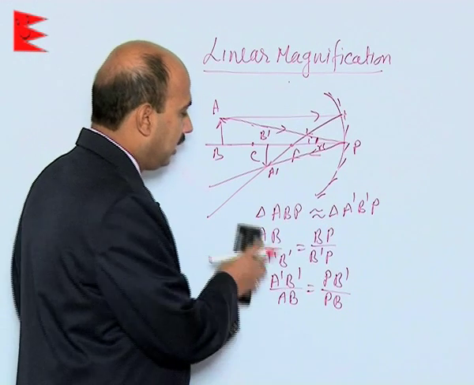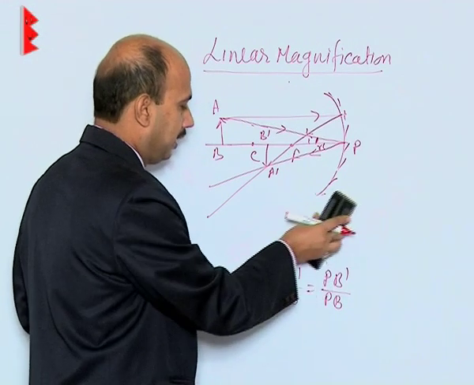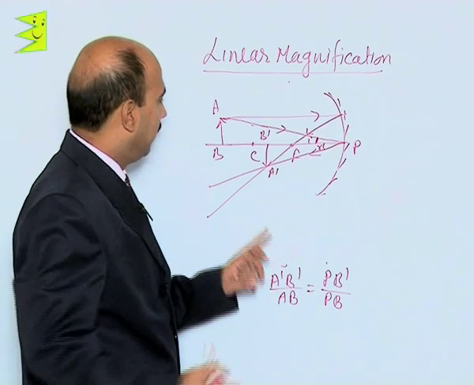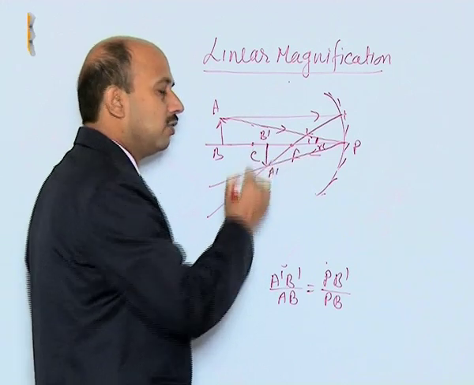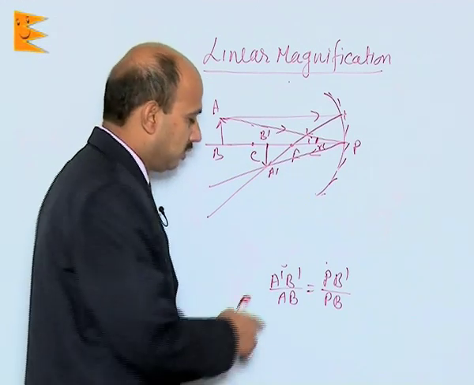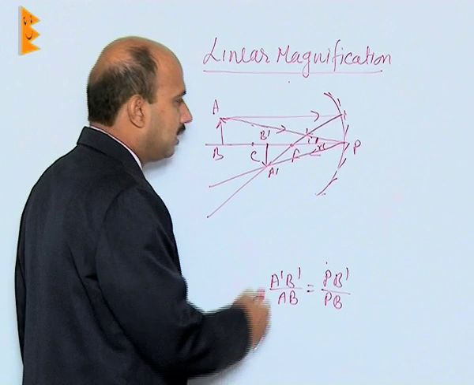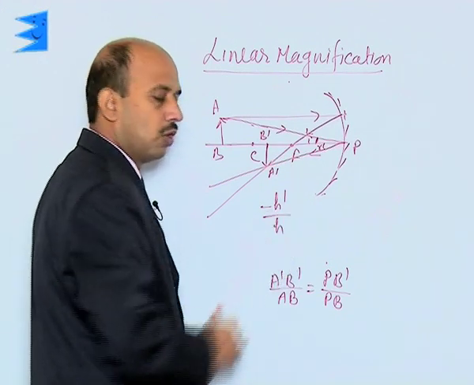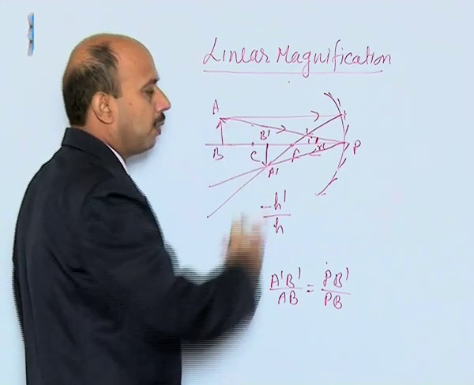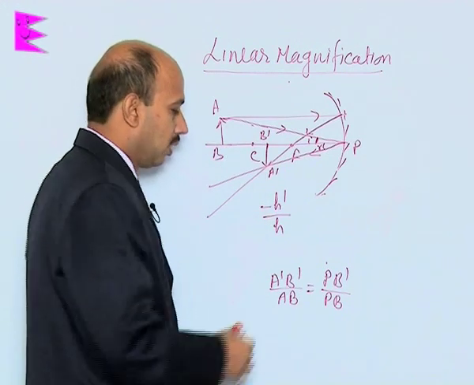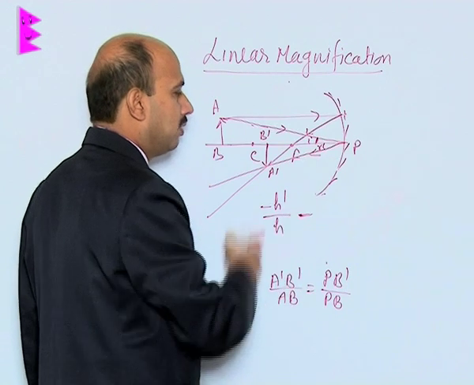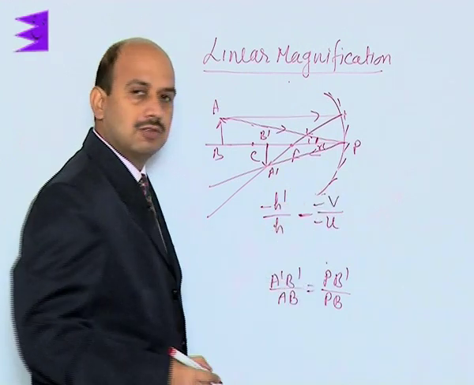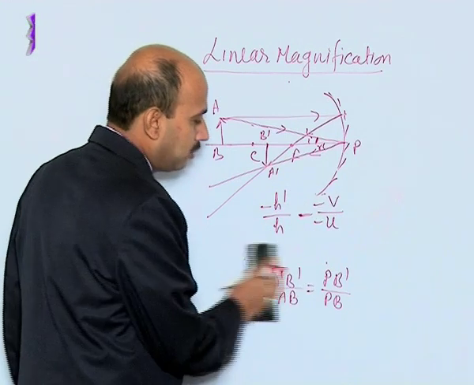Now, see here in this relation A dash B dash is the height of the image, but it is below the principal axis, downward to the principal axis. So, it is taken as negative and we can take the symbol as minus h dash. AB is h, the height of the object, that is positive because it is perpendicularly upward to the principal axis. And then PB dash, that is the image distance, it is minus v, and PB is the object distance, that is minus u. So, now we can solve it.